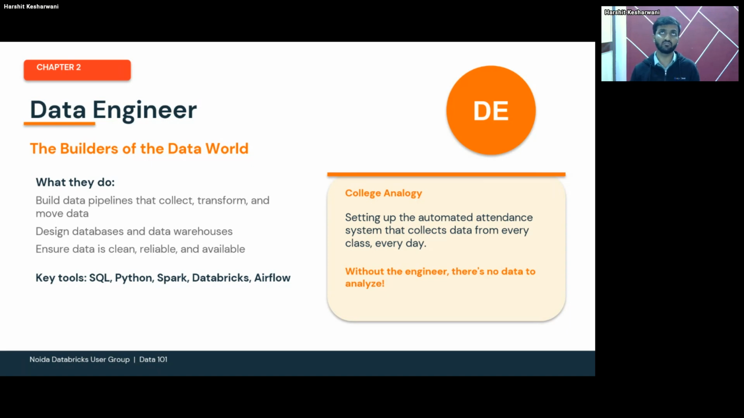This is one of the most confusing aspects for people who are interested in the data domain. They understand what data analysts do, they understand what data scientists do, but they really don't understand what data engineers do. I'm talking about the major chunk, not everyone, but the landscape is changing and people are getting aware of what exactly data engineering is.